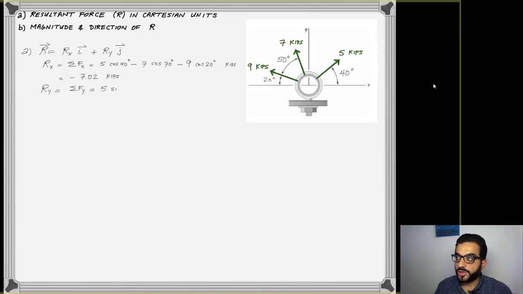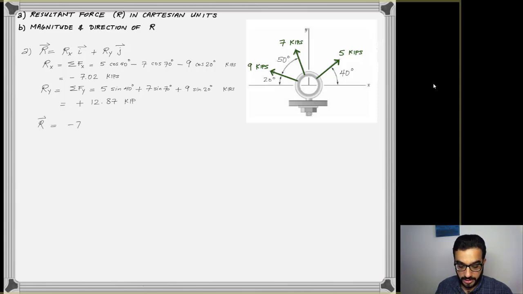We'll do the same with Ry, but we're focusing on the y components. And you can see here we're following almost the same structure of the formula, because we have the same forces that we're calculating the components for. So it's the 5 kips, 7 kips, 9 kips, same angles, but now we're flipping the trigonometry. So instead of cosine, we're dealing with sine. And you can see all of them are pointing upward. So the resultant will be the accumulation of the y components, positive here.